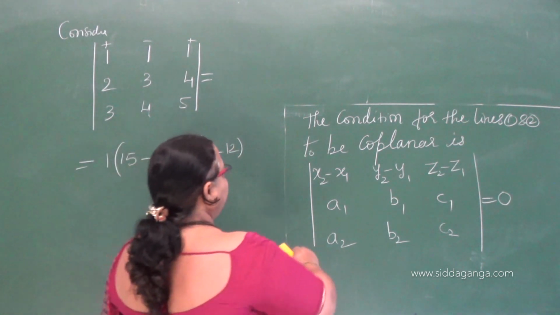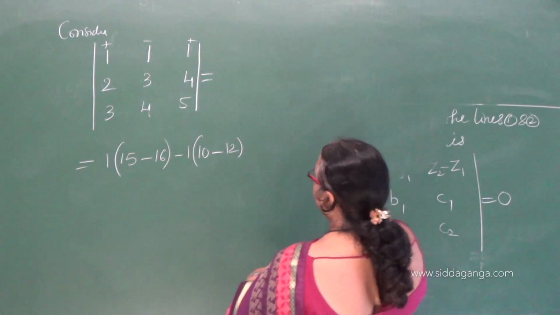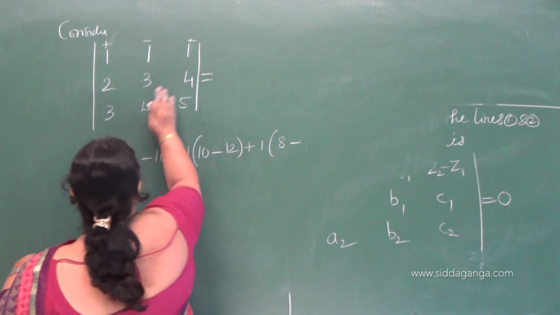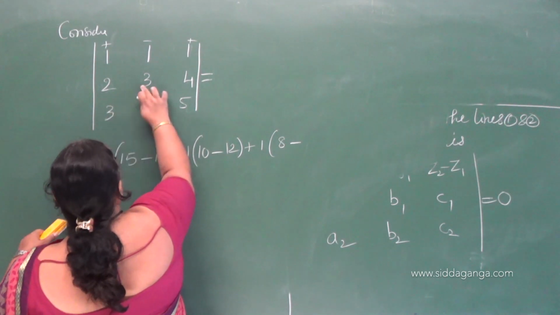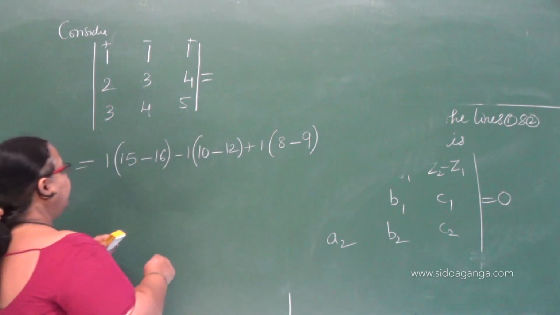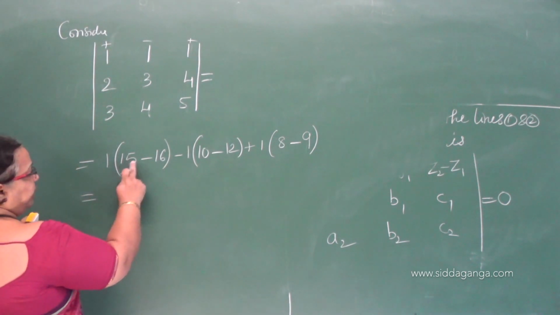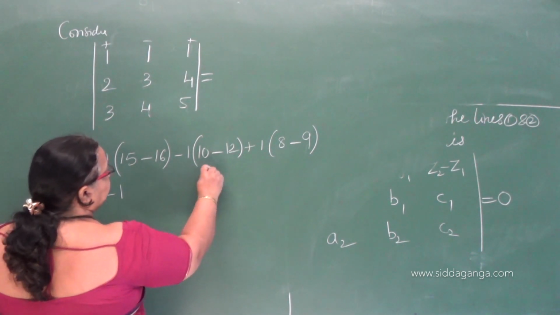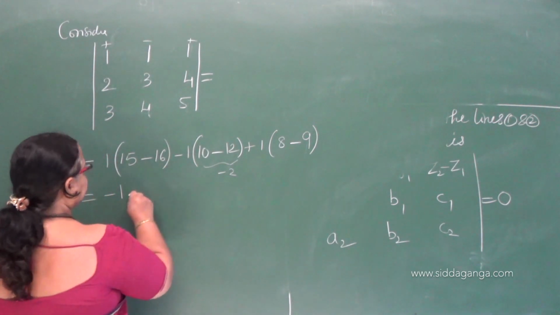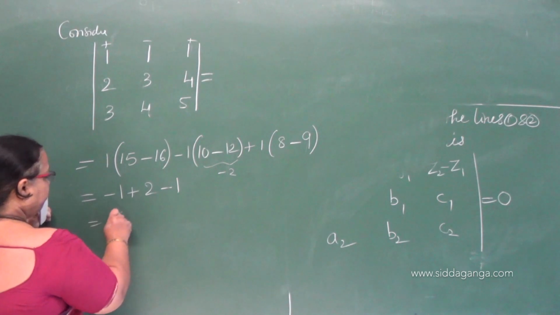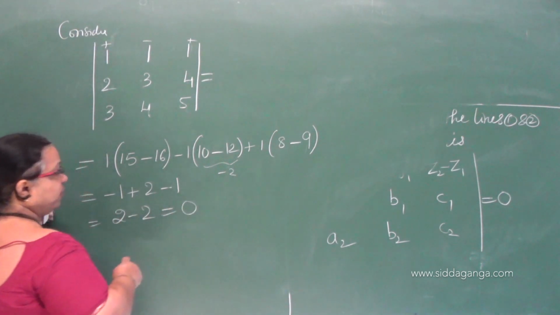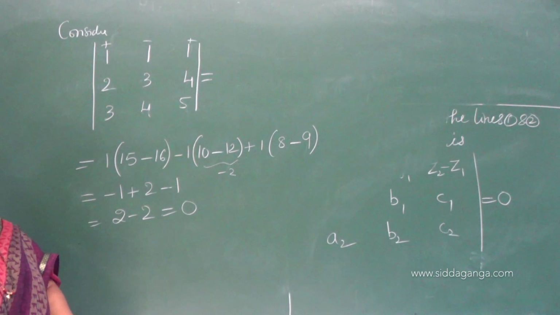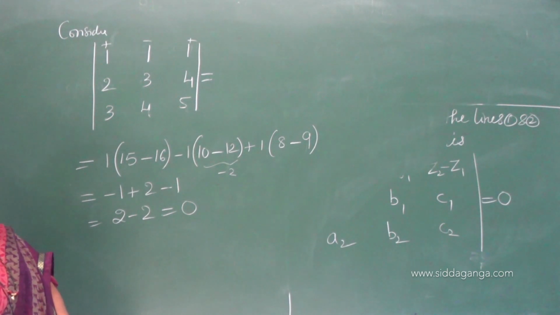Next, 1 into, 4 2s are 8 minus 9. So 15 minus 16 is minus 1, 10 minus 12 is minus 2, minus into minus gives plus 2 minus 1. 2 minus 2 equal to 0, which implies the given two lines are coplanar. Therefore the given lines are coplanar.